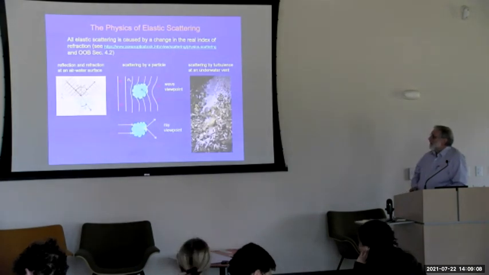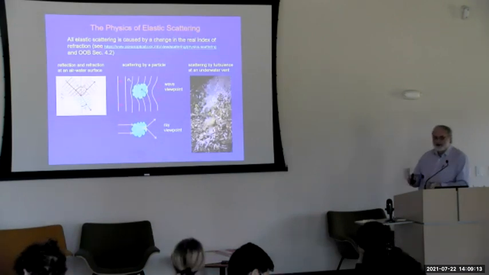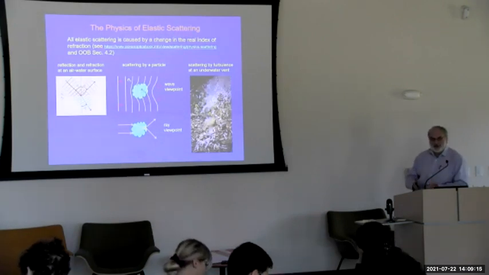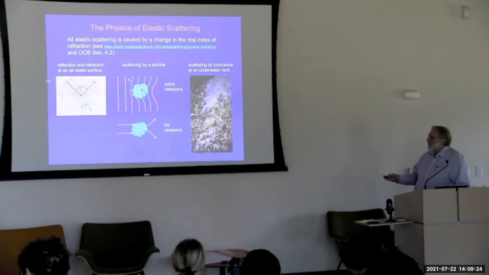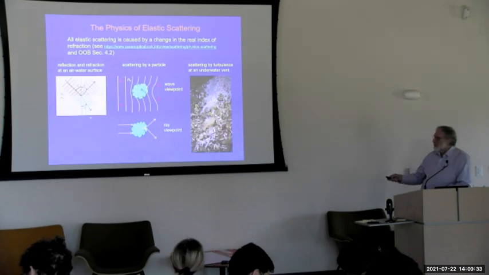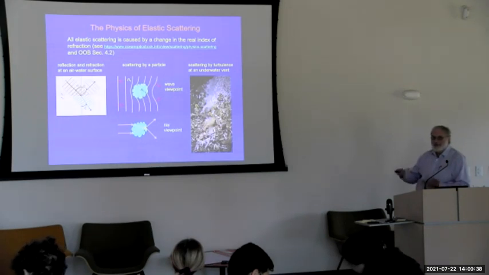As Colin mentioned, keep in mind that all scattering is basically the same. It's caused by a change in the index of refraction. So Colin showed a figure like this where we have, let's say, air and water, and the light is coming along. There's one index of refraction here, and there's a different one here, and that causes the light to be both reflected and to change directions if it's transmitted. So that's reflection at an air-water surface due to the fact that air and water have different indices of refraction.